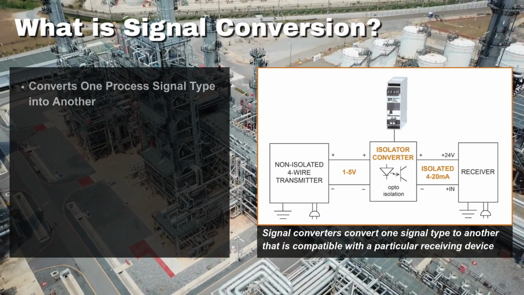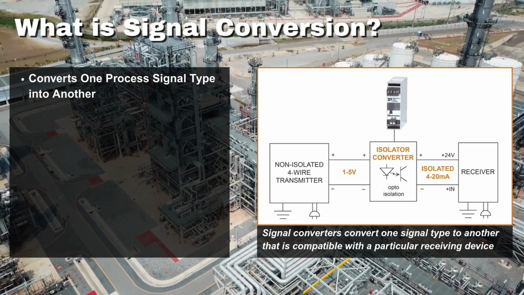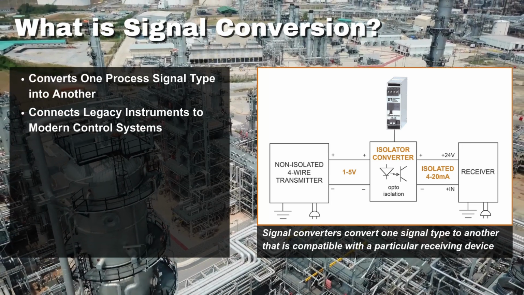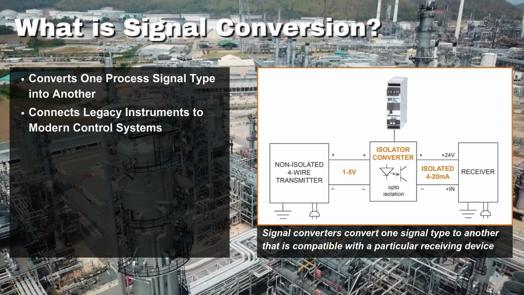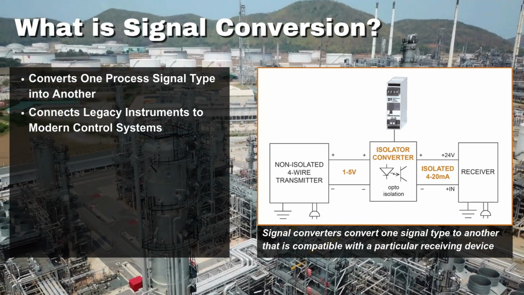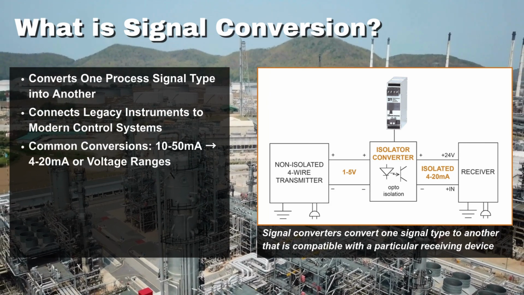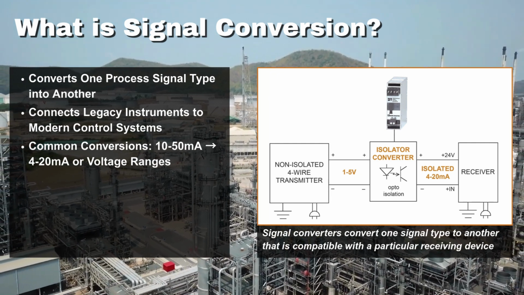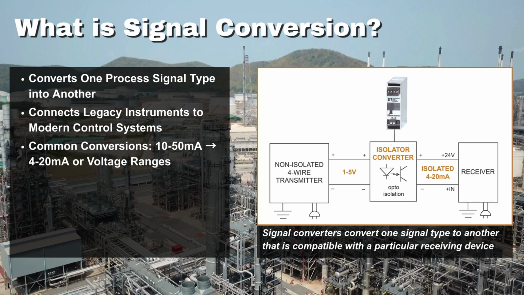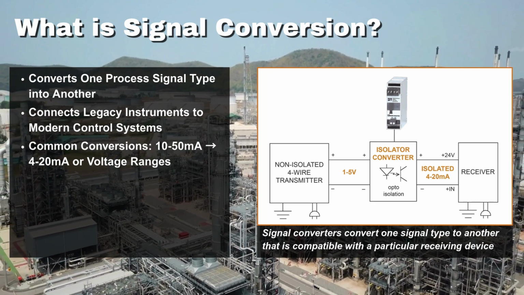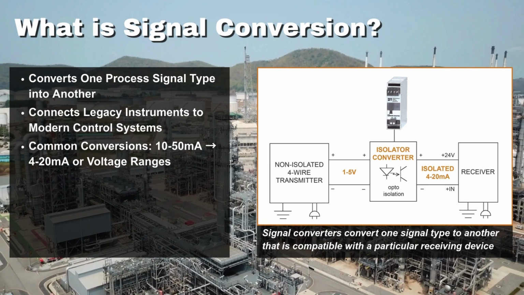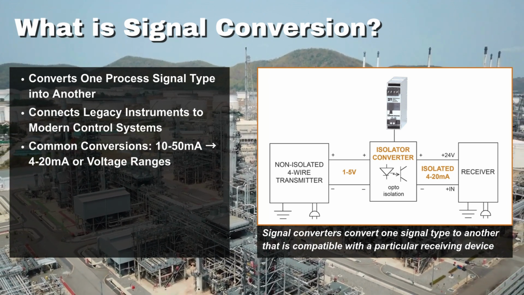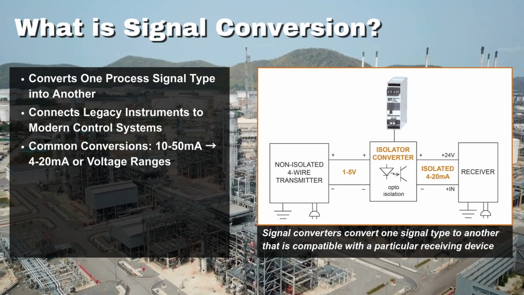Signal conversion is the process of translating one type of process signal into another, allowing instruments, transmitters, and control systems to communicate accurately across generations of technology shifts. In many plants, older or legacy devices still output signals like 10 to 50 milliamps or 0 to 10 volts, which may not align with modern systems standardized on 4 to 20 milliamp current loops. A signal converter bridges that gap by accepting one signal type, isolating it from interference, and converting it into another format that your receiving device can read and respond to reliably.